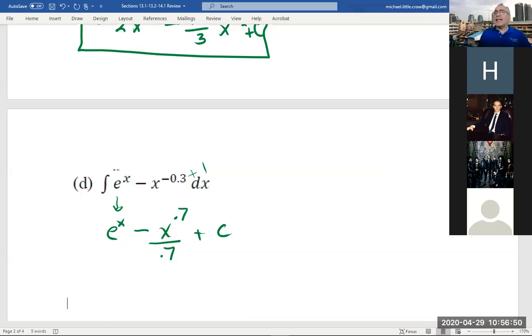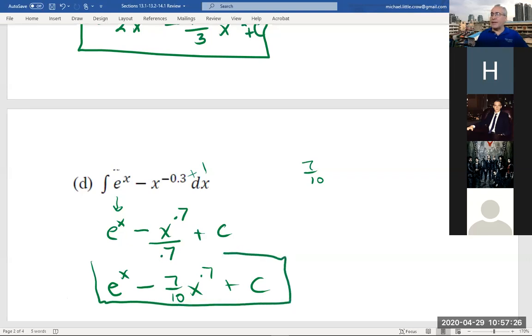Now, we could leave it like this, but I want you to, again, in multiple choice, what they may say, well, this is 0.7, which is 7/10. So just like last time, you flip and multiply. So you may see this one as a multiple choice answer as 7/10 x to the 0.7 plus a constant. Okay, so that 0.7 is really 7/10. Flip it and then multiply, otherwise you might not recognize it.